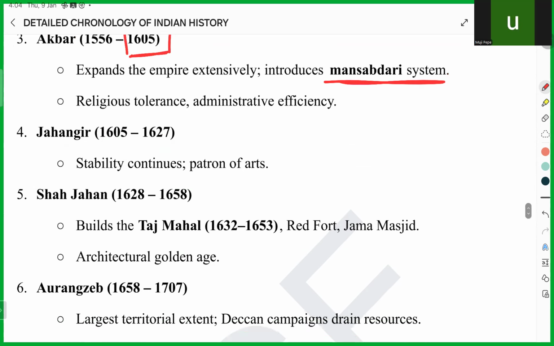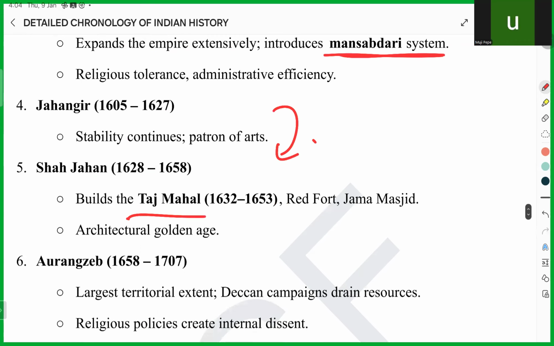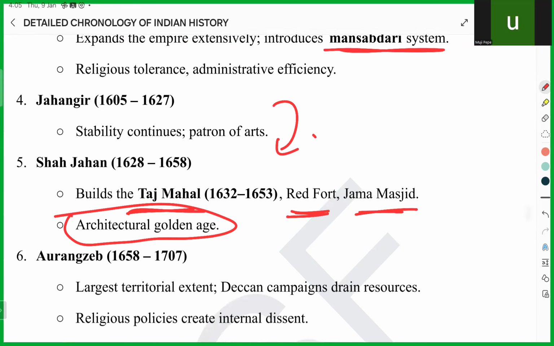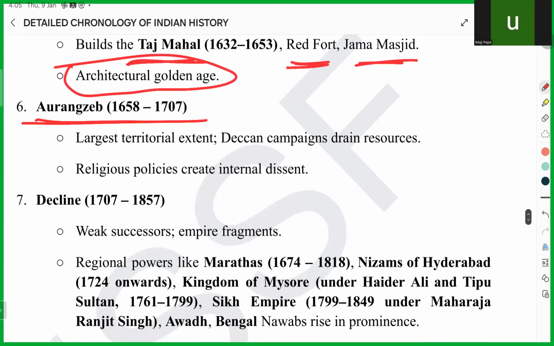Jahangir's son was Shah Jahan. He built the Taj Mahal, the Red Fort, and the Jama Masjid, and the architectural golden age was during Shah Jahan's era. Shah Jahan was also an efficient general. He also led many campaigns on behalf of Jahangir. And then came Aurangzeb.